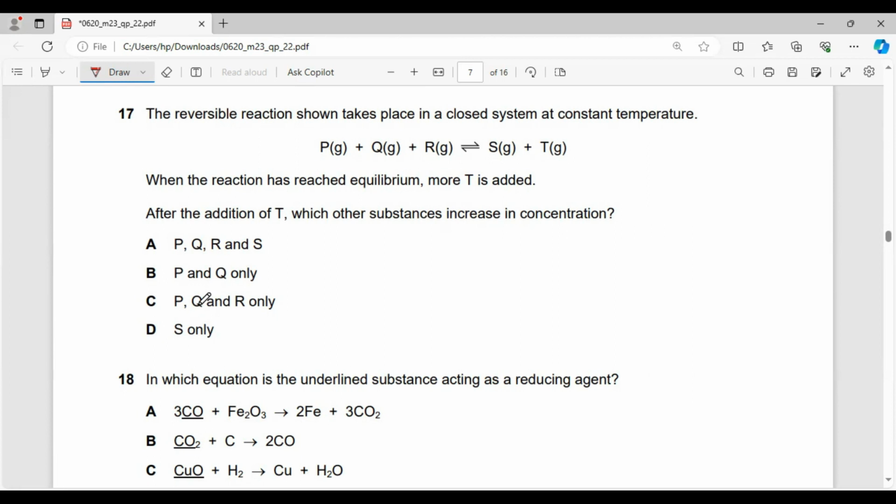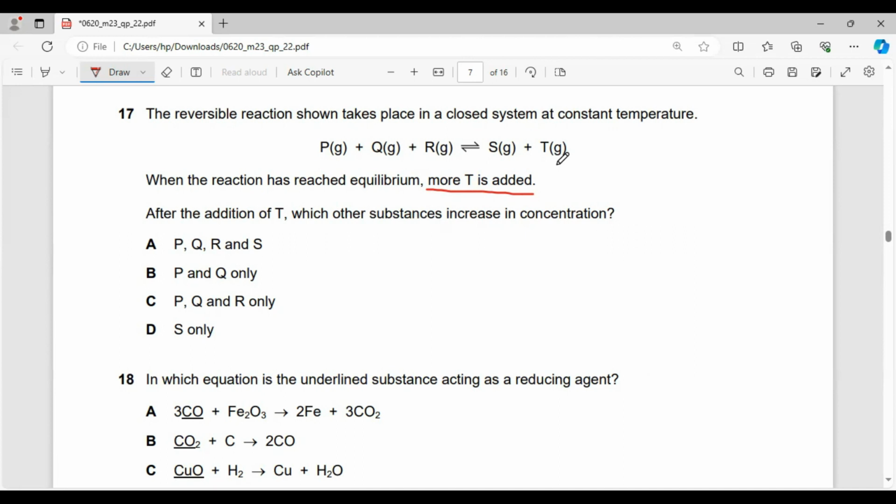The reversible reaction shown takes place in a closed system at constant temperature. When the reaction has reached equilibrium, more T is added. After the addition of T, which other substances increase in concentration? In this case, they have mentioned in the question that the amount of T is increased. That is, the concentration of T is increased here.